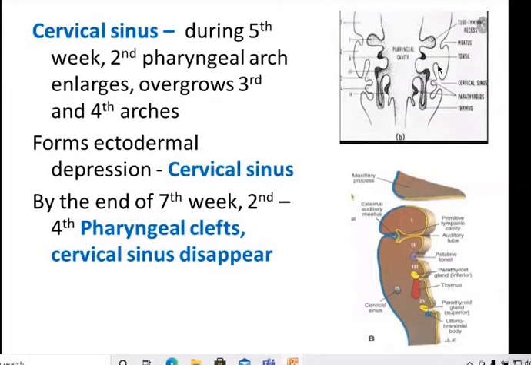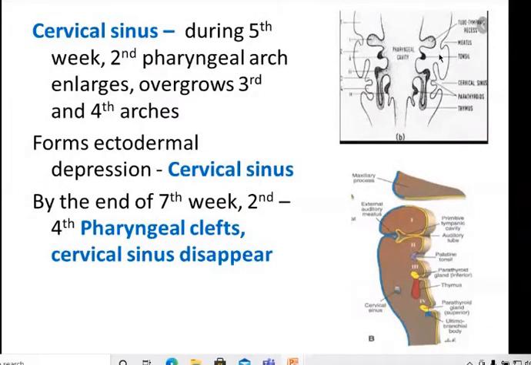So what happens during this process? There will be a formation of an ectodermal depression, because this outer part is the ectodermal lining. So there will be a formation of an ectodermal depression in this ventral part, which is known as the cervical sinus. So during the 5th week of the development of the pharyngeal apparatus, there will be a formation of the cervical sinus.